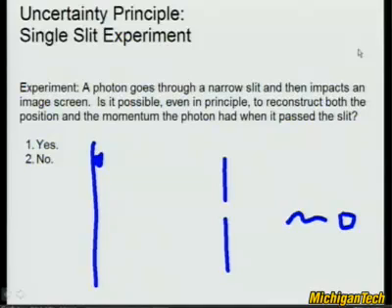Is it possible, even in principle, to reconstruct both the position, which means it went through the slit, and the momentum of the photon when it passed the slit? This is a slightly different question. The first question was, could we predict where on the screen it's going to hit? This is different. It's already hit this screen. Can we go back and say, where was it when it passed the slit?